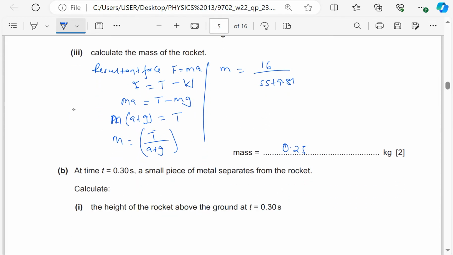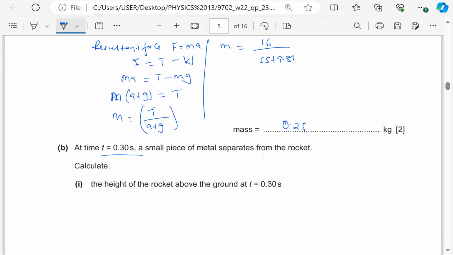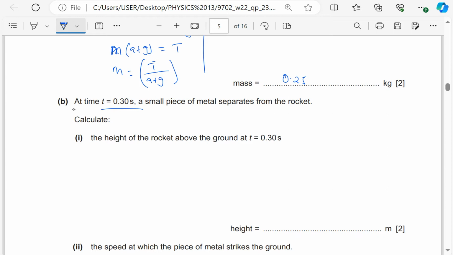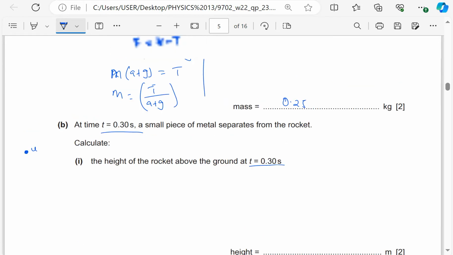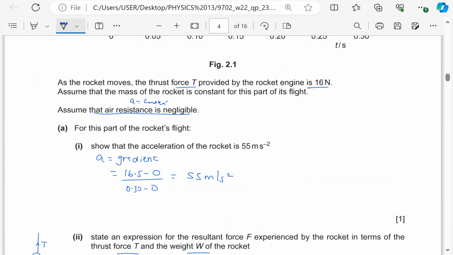Then at time t equals 0.30 seconds, a small piece of metal separates from the rocket. Calculate the height of the rocket above the ground at t equals 0.30 seconds. If a small piece separates from the rocket, remember it was initially moving at a speed of 16.5 meters per second.